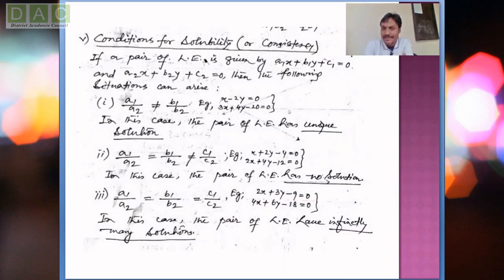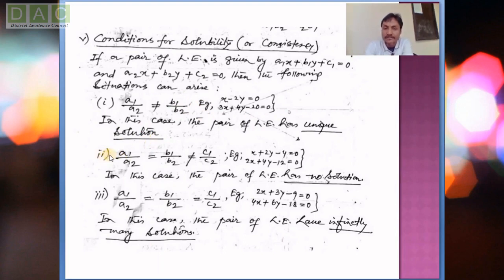All right, the last concept of this chapter, conditions for solvability, very important. These conditions of solvability are known as consistency. Here, if a pair of linear equations is given, a1x plus b1y plus c1 equals 0 and a2x plus b2y plus c2 equals 0, then the following situations can arise. Number 1, a1 by a2 not equals b1 by b2. In this case, the pair of linear equations has a unique solution. This has already been explained in the fourth topic.